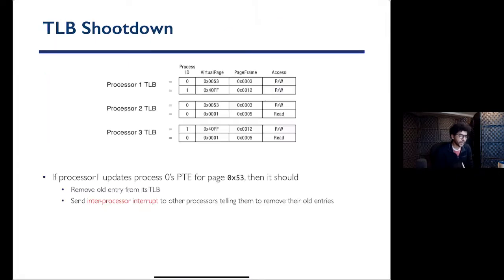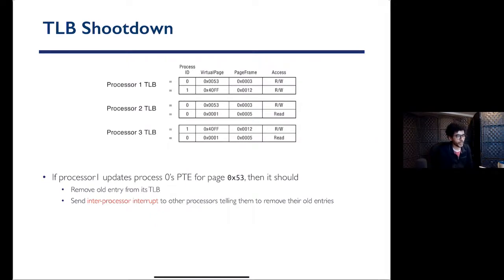Okay, now the other problem with TLBs is the same problem we had with cache coherency. So TLBs are caches for the page table, right? And very similar to the cache coherency problem that we saw in multiprocessors, the TLBs could also have coherency issues.